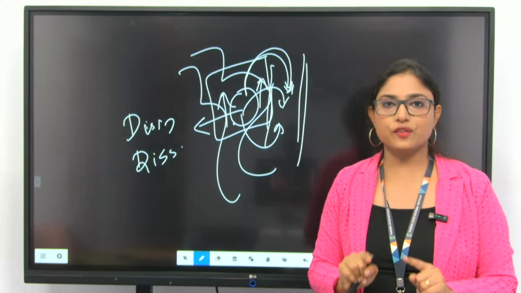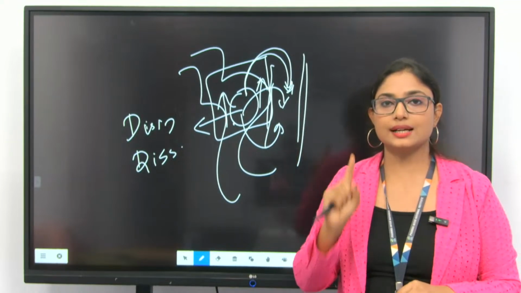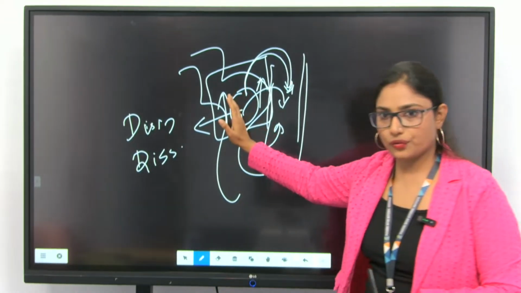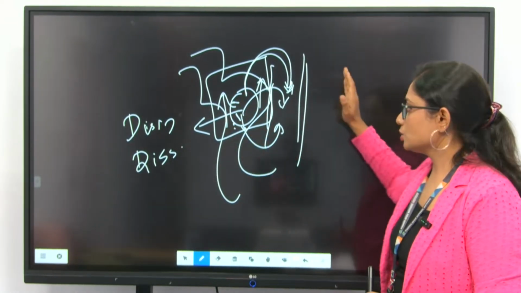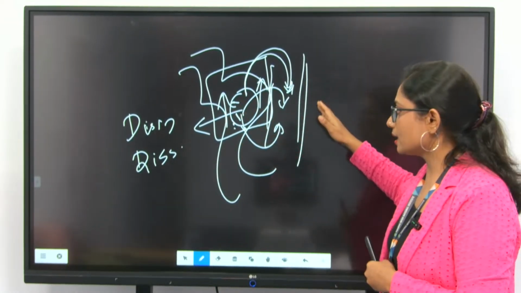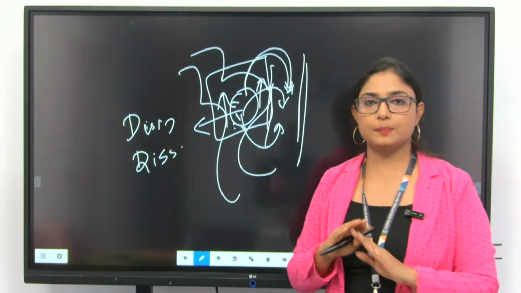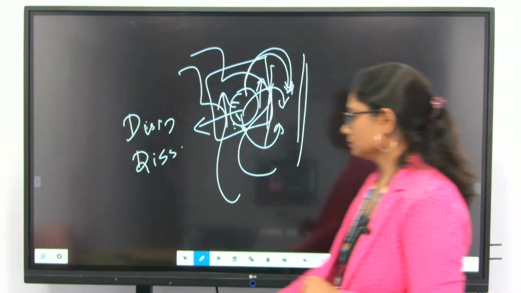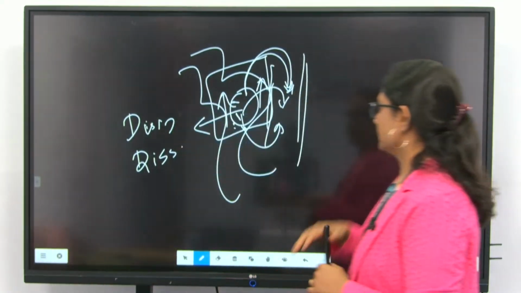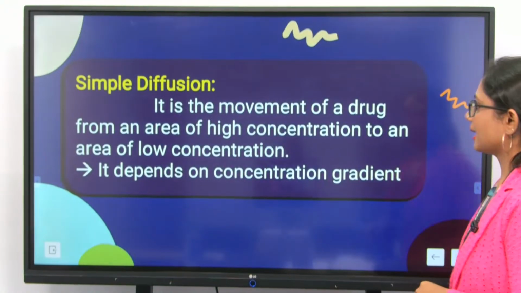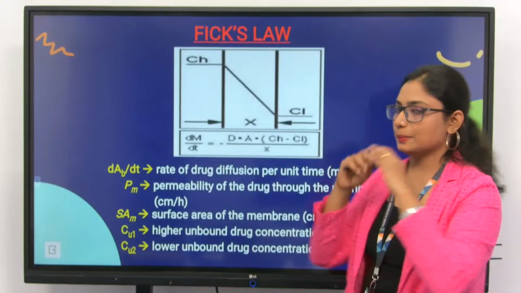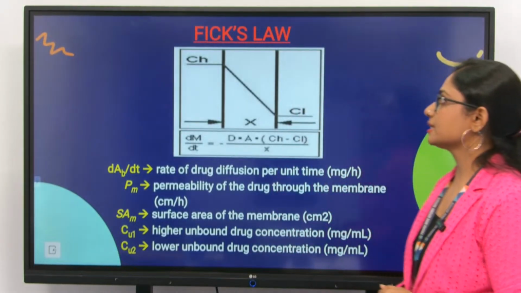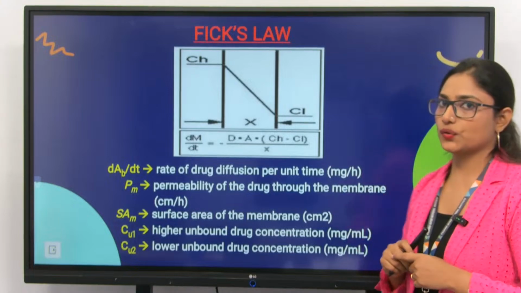So the driving force of absorption is very important. That is the concentration gradient. In simple diffusion, the drug moves from one compartment to the other compartment, and it is completely based on the concentration gradient. That is simple diffusion. And similar to dissolution, here the rate of diffusion is governed by Fick's law.